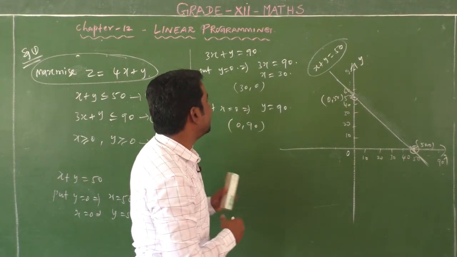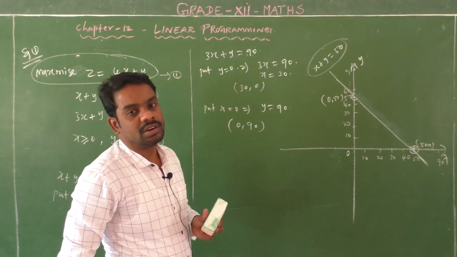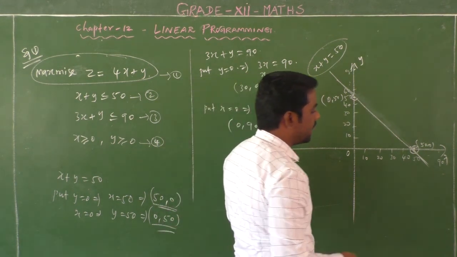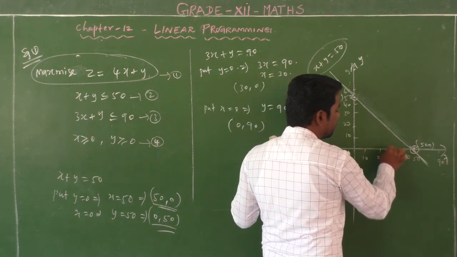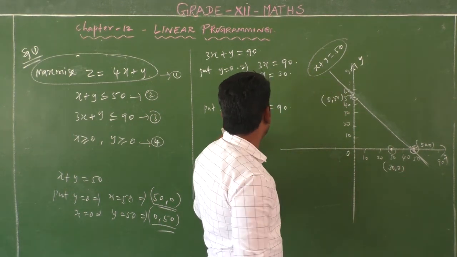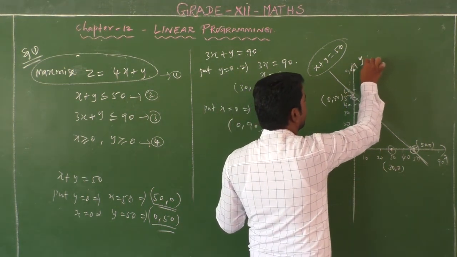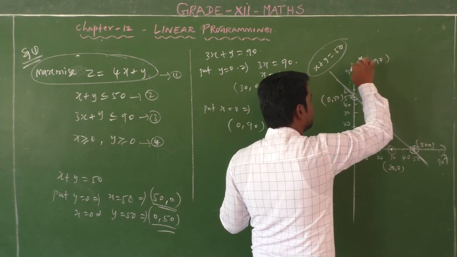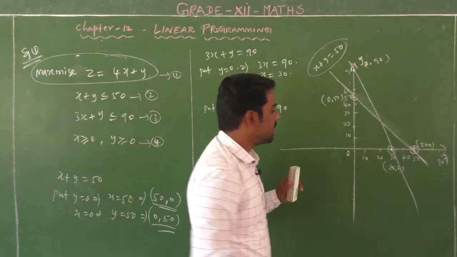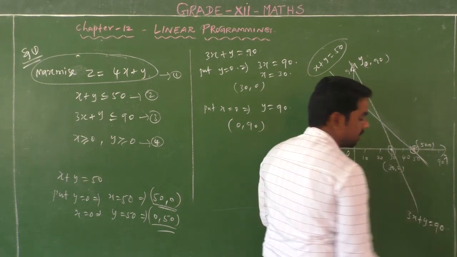Right. Next, the second line, 3x plus y equal to 90. Here the coordinate points are 30, 0 and 0, 90. This point is 30, 0 and this point is 0, 90. Join these two points. Okay, so this line is 3x plus y equal to 90.